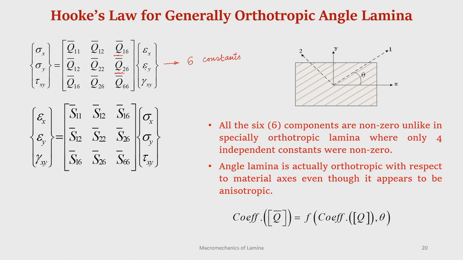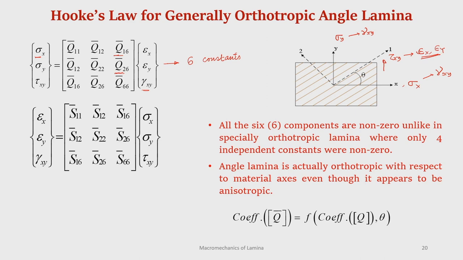And what is the significance of these terms? They relate the normal stress to shear strain and vice versa. That means if you apply a normal stress sigma x, that will also lead to a shear strain gamma xy. If you apply a normal stress along y, that will also lead to a shear strain gamma xy. If you apply a pure shear stress tau xy, that will also lead to normal strains epsilon x and epsilon y. So, there is shear coupling now with reference to x-y.